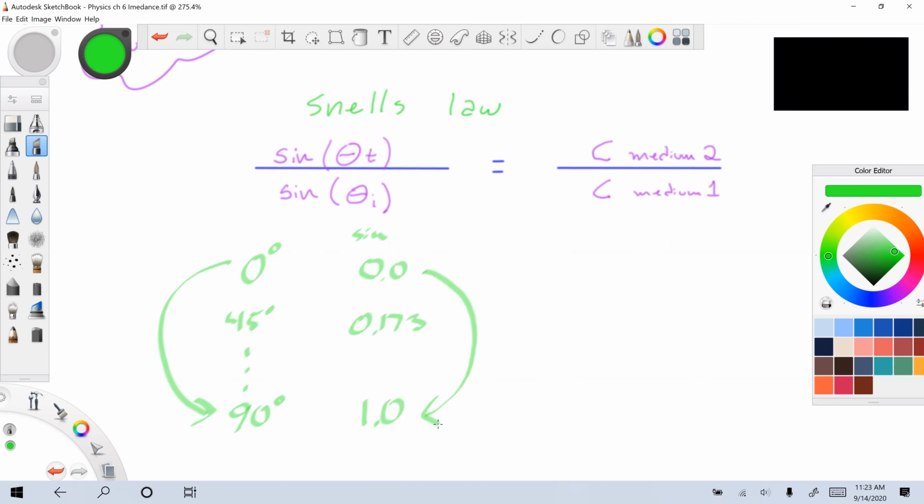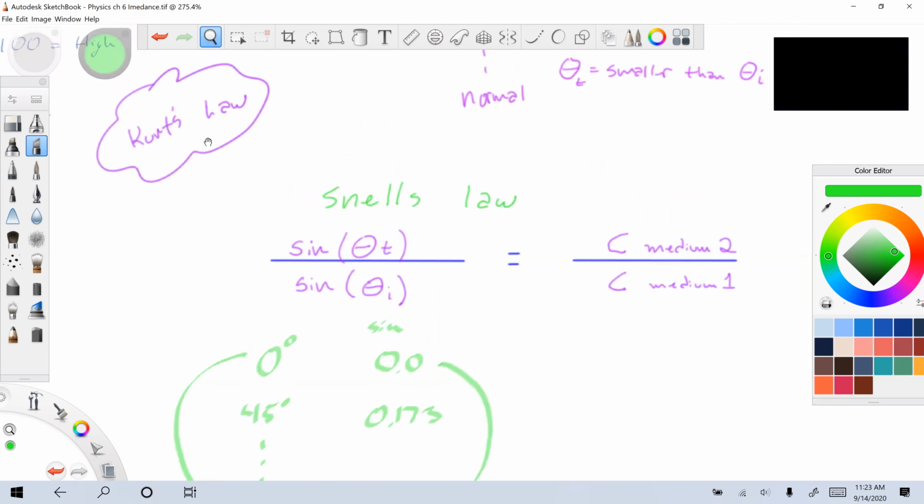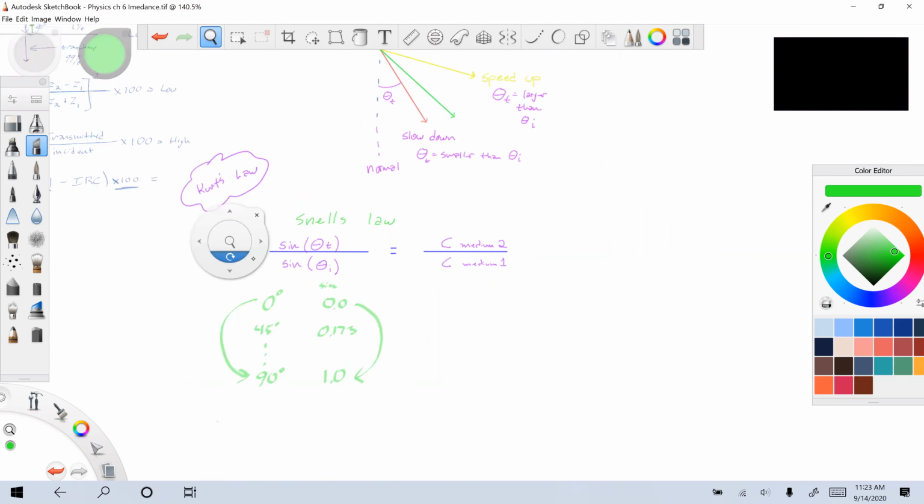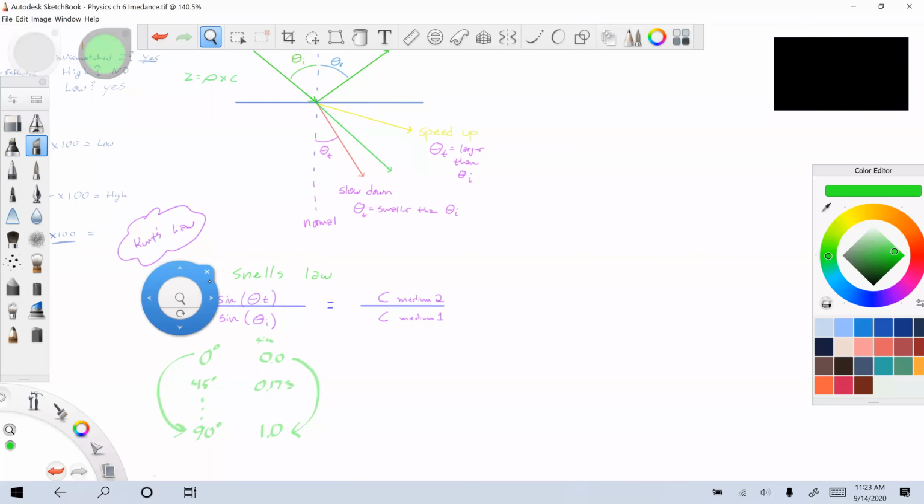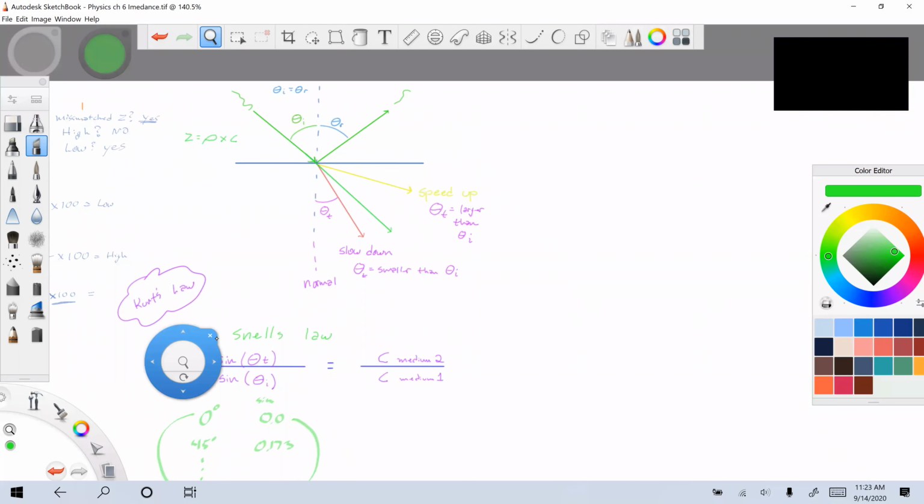Oh, Snell's law, though. Snell's law is actually useful. Snell's law, who's that guy? Just some mathematician. But Snell's law is actually useful, if I can remember Snell's law.